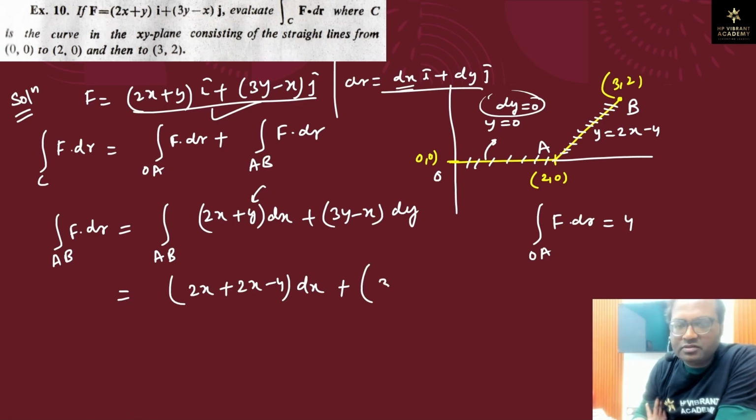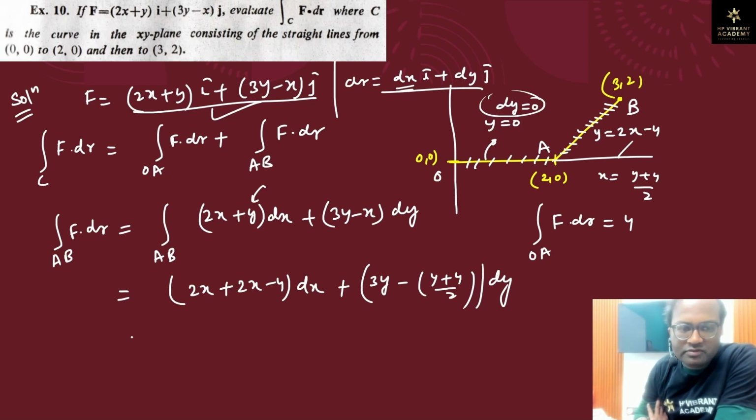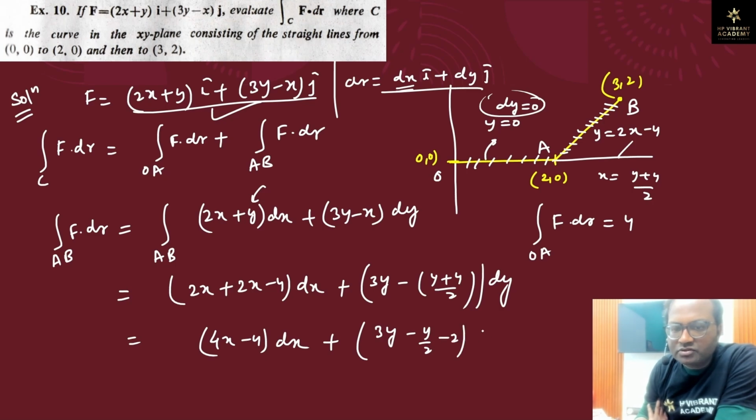the value of 3 times of, we can place the value of x in terms of y for ease of simplification. This is 3y minus the value of x, which is y plus 4 upon 2, into dy. From here x is equal to y plus 4 upon 2. Let us further simplify this. So this is 4x minus 4 into dx plus 3y minus y upon 2 minus 2 dy.